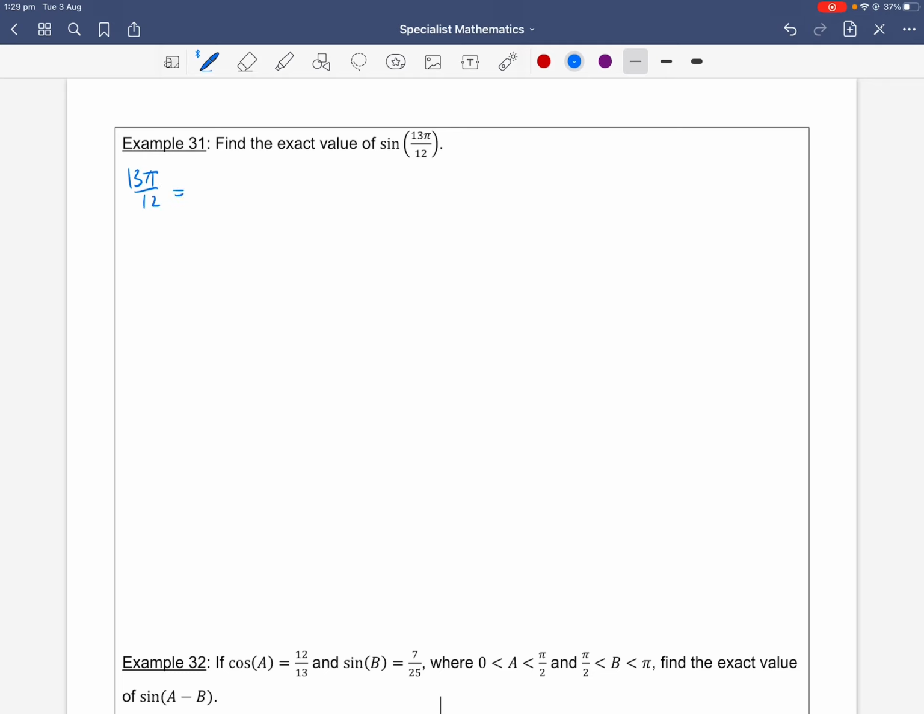So 13 pi on 12 can be broken down into 10 pi on 12 plus 3 pi on 12, which is simplified to 5 pi on 6 plus pi on 4. So 5 pi on 6 is one of the nice angles, like pi on 6, and pi on 4 is another nice angle. If you're not confident with splitting fraction radians, that's okay.